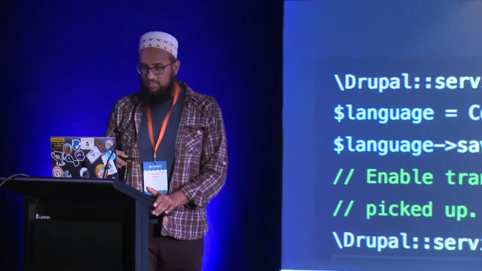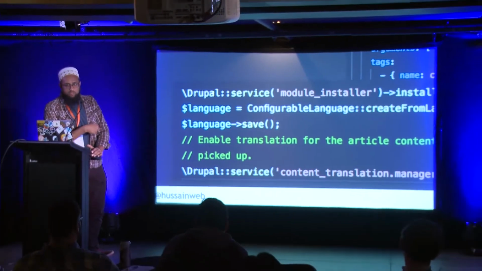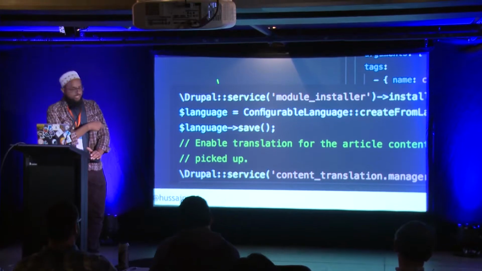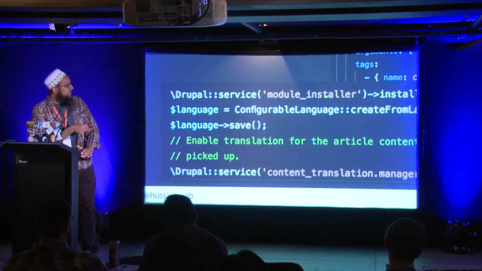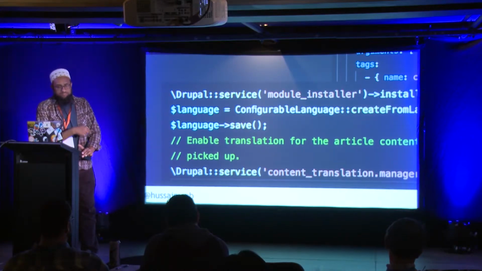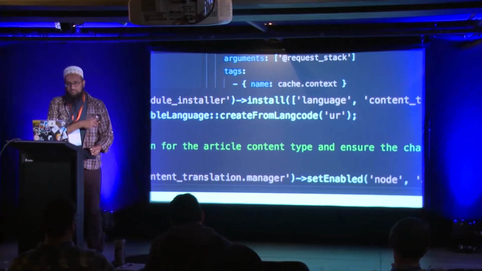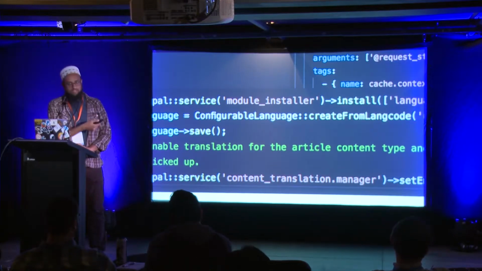If you want a service in one of your hooks, for example, something that you would write in your module file in procedural code, this is how you would use this. So backslash Drupal, this is the dependency injection container. That's the object. And you call a static method on that called service, and the service name is module installer, right? And the rest is just a method on the service. So the install method is a method on this module installer service.